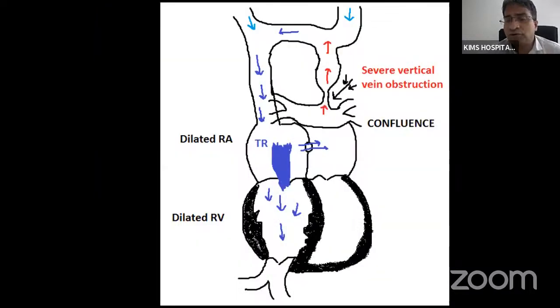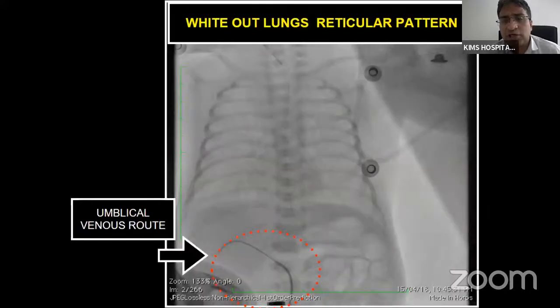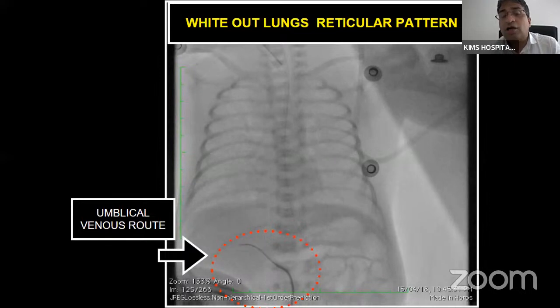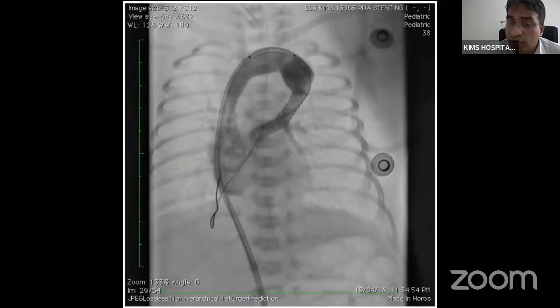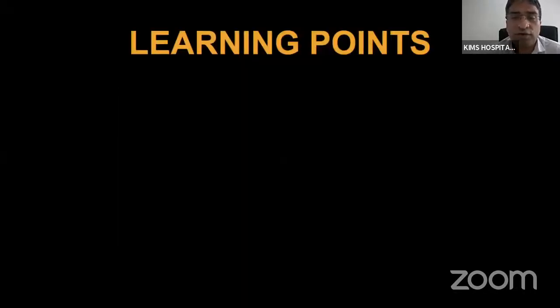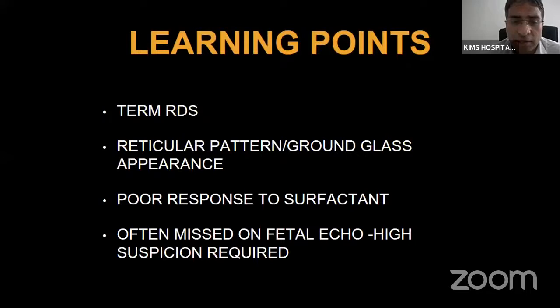We found this patient had severe vertical vein obstruction, and because we were able to diagnose, we did transumbilical vertical vein stenting and salvaged the baby. After 10 to 15 days the baby underwent TAPVC repair and is now doing very fine. Learning point: any term RDS with reticular pattern, ground glass pattern, and poor response to surfactant is often missed on fetal echo. So don't rely 100% on the echo report. High suspicion is required to diagnose TAPVC or pulmonary venous obstructive diseases.